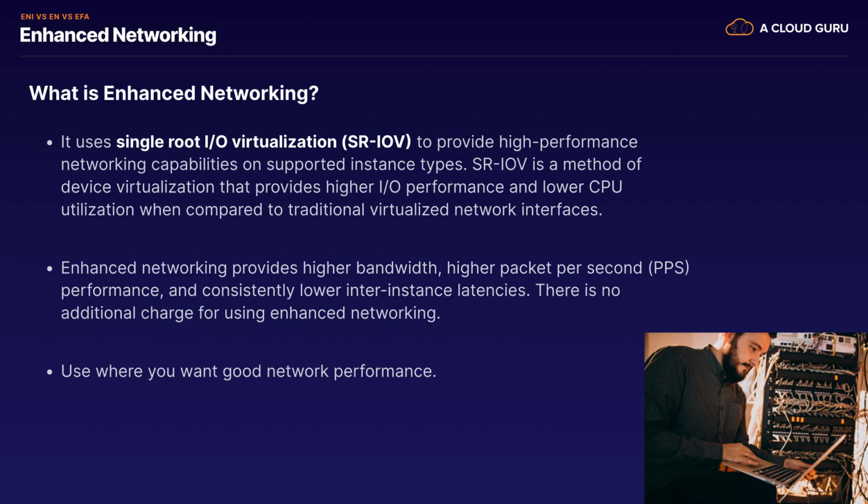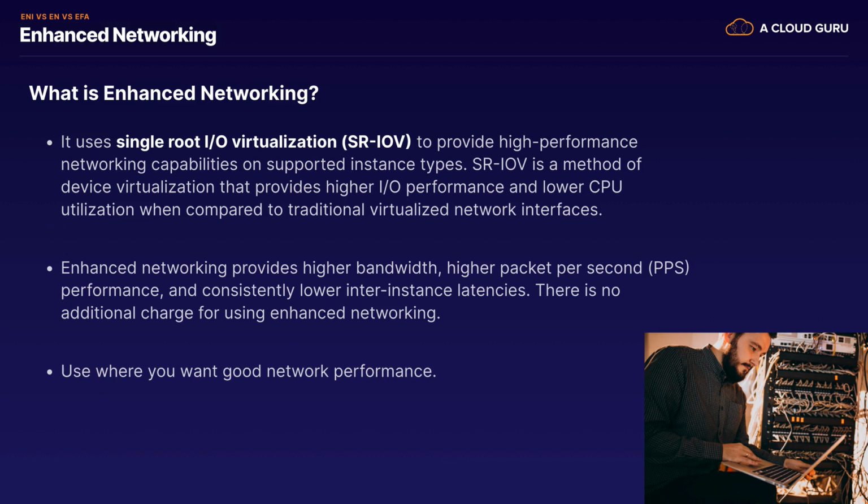Moving on to enhanced networking. Sometimes ENIs are just not capable of the network throughput that you need for more intense workloads, and that's where you can start using enhanced networking. This uses single root IO virtualization, or SRIOV, to provide high-performance networking capabilities on supported instance types. SRIOV is a method of device virtualization that provides higher IO performance and lower CPU utilization compared to traditional network interfaces. So it's just a way of speeding up your network. Enhanced networking provides higher bandwidth, higher packets per second performance, consistently lower inter-instance latencies, and there's no additional charge for using it, but your EC2 instance does have to support it.